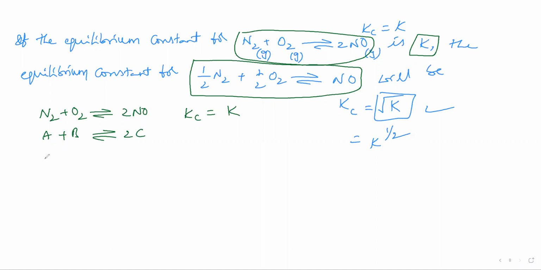In the next reaction, N2 becomes half N2, O2 becomes half O2, 2NO becomes NO. That means half A plus half B gives C. That means the reaction is halved. So in such cases, for this reaction, Kc becomes the square root of K, or K power 1 by 2. So that is your answer.